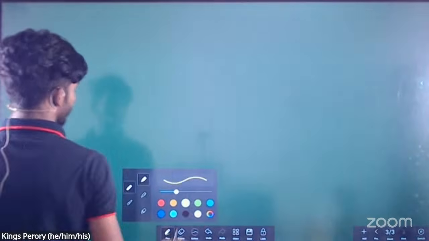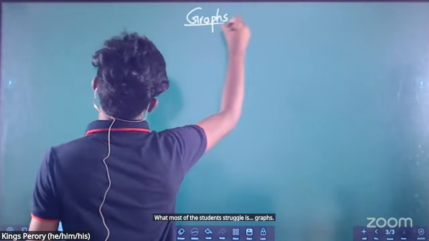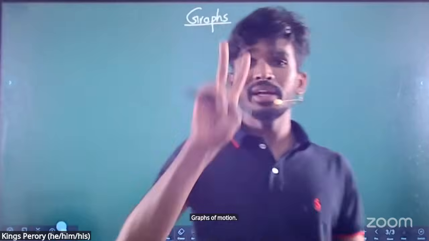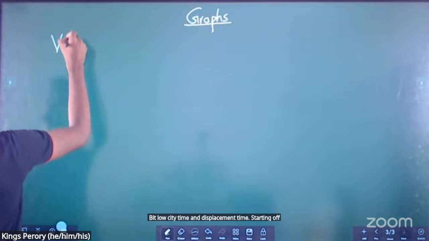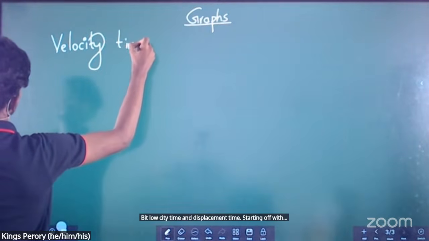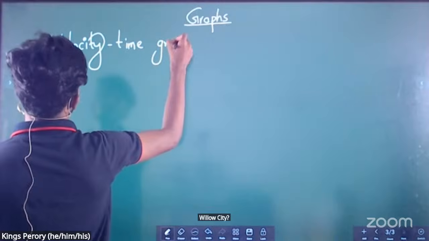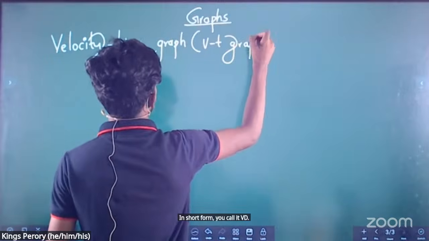What most of the students struggle with is graphs. Graphs of motion. Mainly two types of graphs are there for us to discuss. One, velocity time graph. Two, displacement time graph. Velocity time and displacement time. Starting off with the velocity time graph. In short form, you call it VT graph.